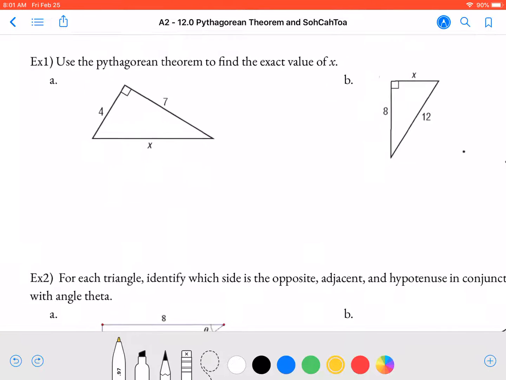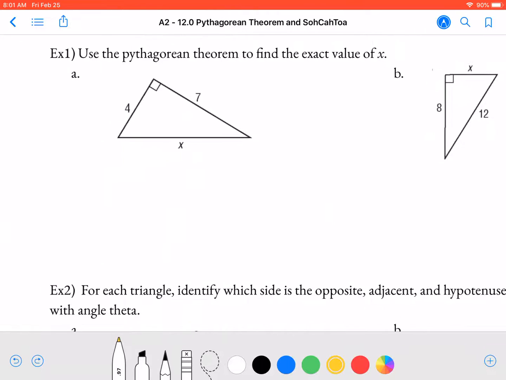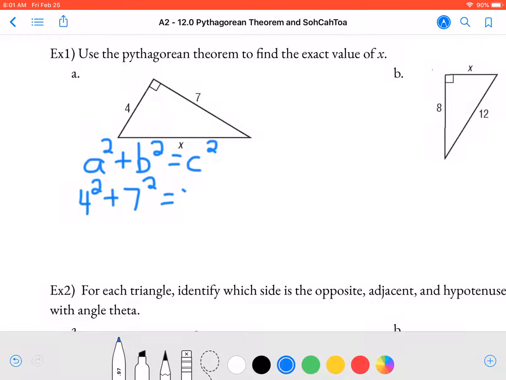Alright, so the first examples are just using the Pythagorean theorem, which you most likely have done before, but maybe not. So a squared plus b squared equals c squared. It does not matter which side is a and b. The one that matters is the c. The c has to be the hypotenuse. So in this case, the c value is the x. So I'm going to use 4 for a and 7 for b, and the x is going to be my c.